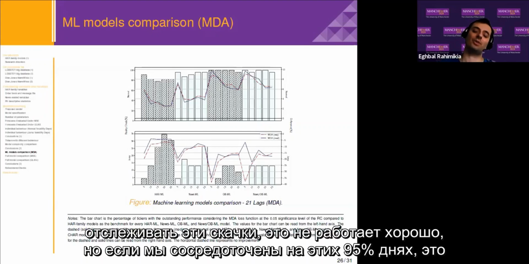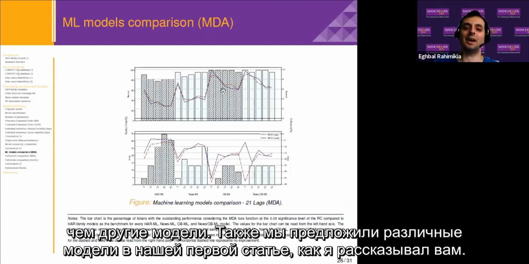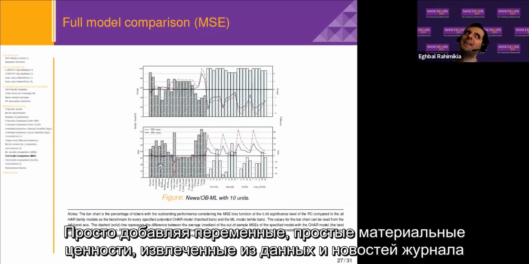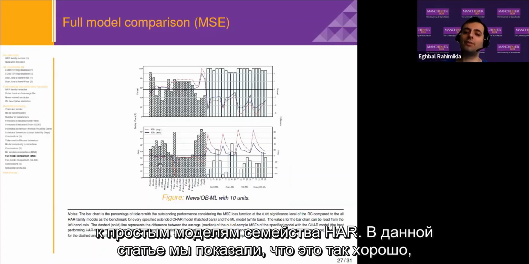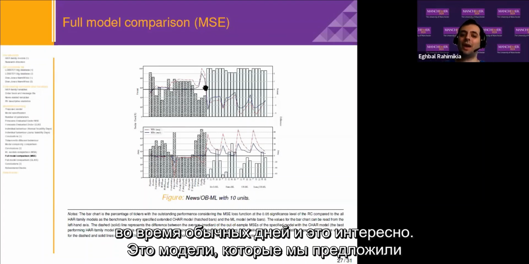But if our focus is those 95% of days, it works very good, as it is statistically significantly working better than the other models. And also, we propose different models in our first paper, as I told you, just adding simple variables extracted from limit order book data and news variables to those simple Haar family of models. In that paper, we showed that this is so good. When we add more information, we are improving the forecasting performance of normal days. And this is so interesting.